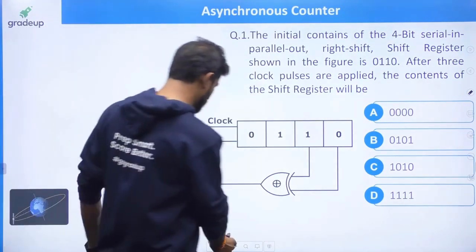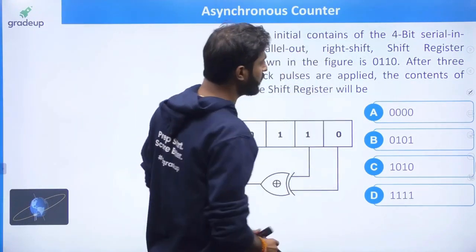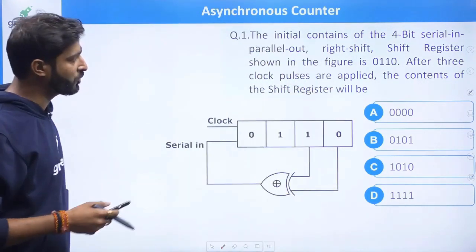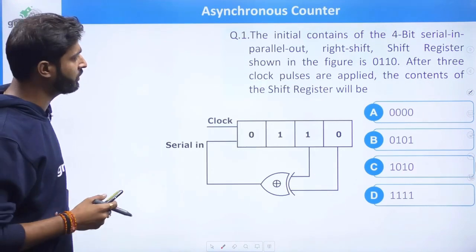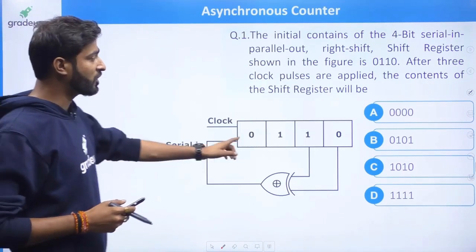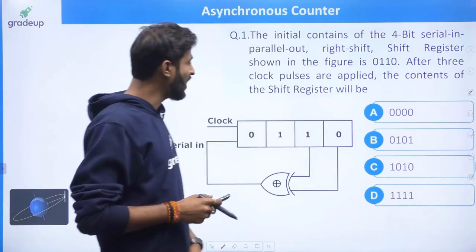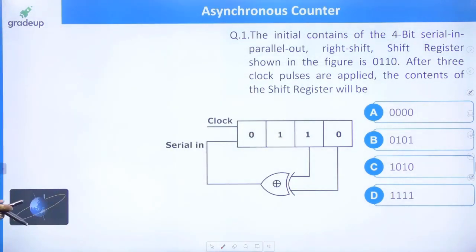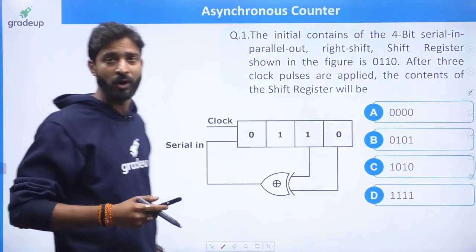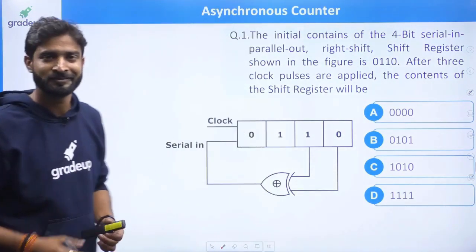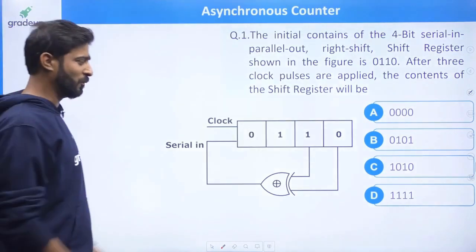Now, my dear friend, what is basically the question? The initial content of the 4-bit SIPO right shift register is shown in the figure. Initially it contains 0110. After 3 clock pulses are applied, the contents of the shift register will be? Everybody just give me the answer for this. Respond for this question. Very easy question, right?